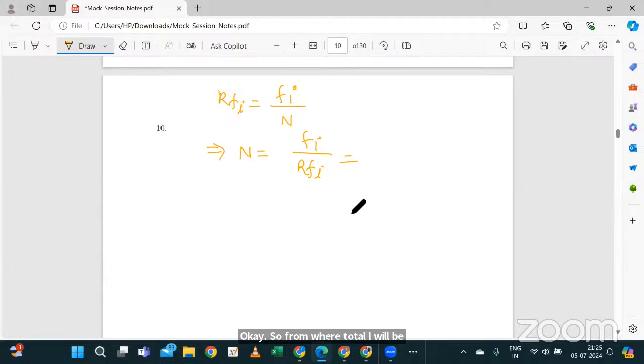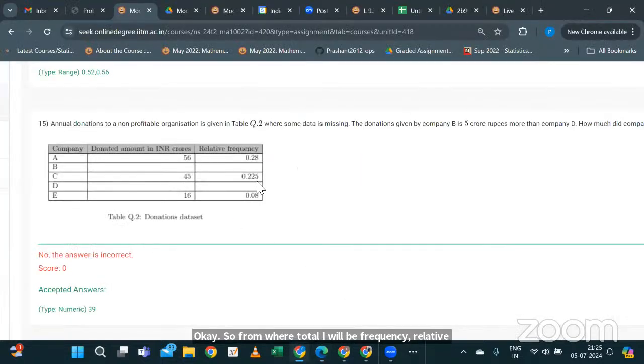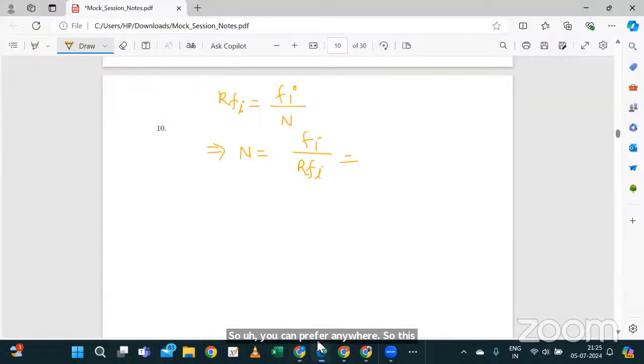I can use either one, right? I can go with the first part, second part, or the last. You can prefer any one, right? So this 0.225 divided by 45, I'm taking, it seems easy for that. How much can you calculate? 200. Are you sure? Yes, sir. Okay, this is 200. So total is 200 crore rupees.